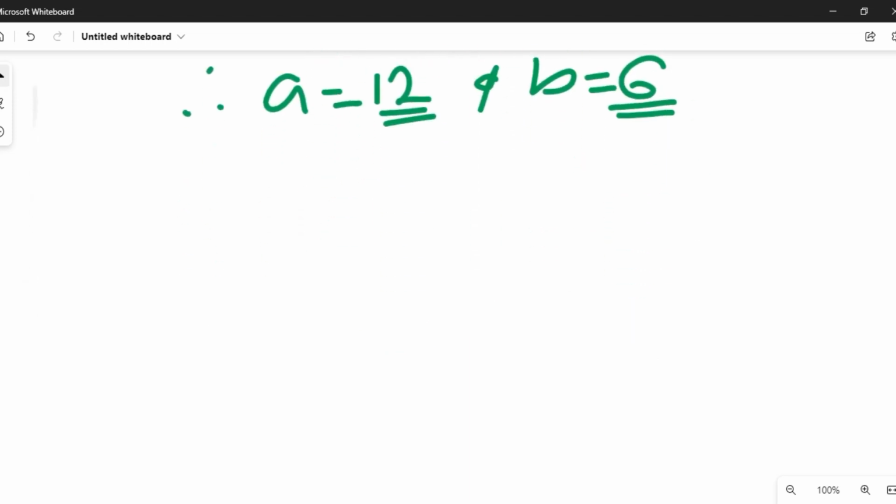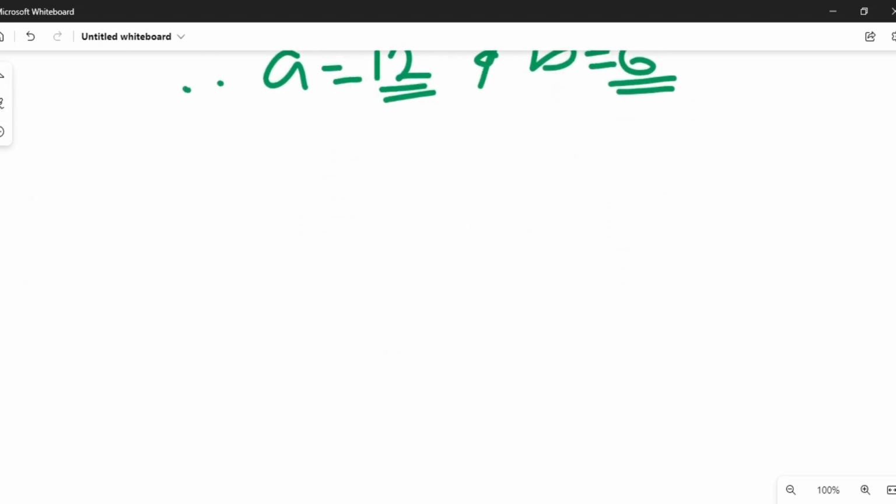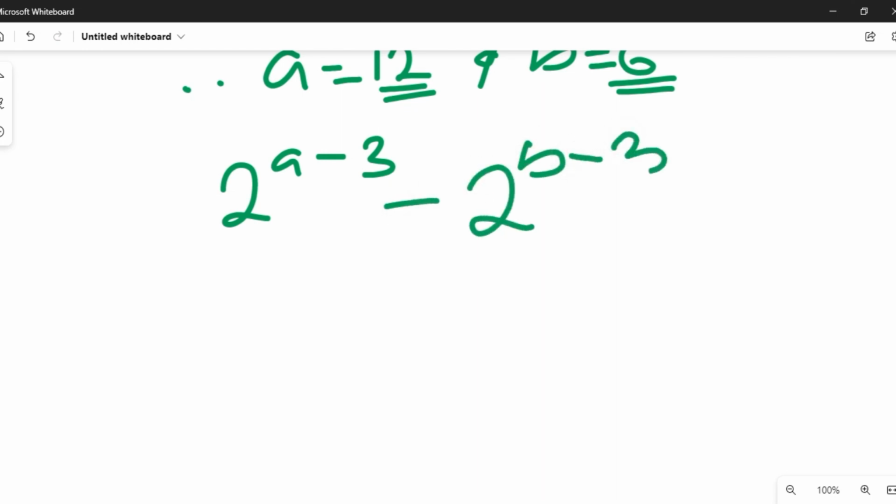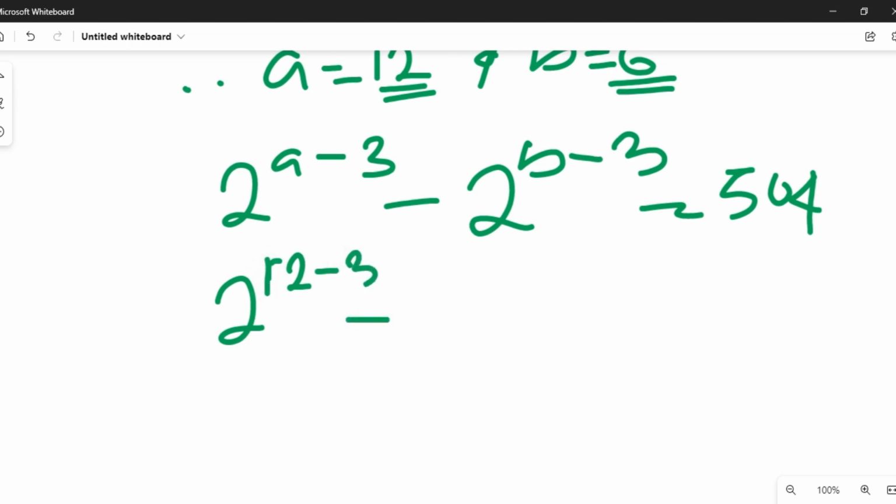Let's check our solution. Now, to check our solution, we are going to look at the initial question we are given. We are given the initial question that 2 raised to power a minus 3 minus 2 raised to power b minus 3 is equal to 504. So let's insert the value for a and b. So 2 raised to power 12 minus 3 minus 2 raised to power 6 minus 3. Will it give us 504? Let's check that out.